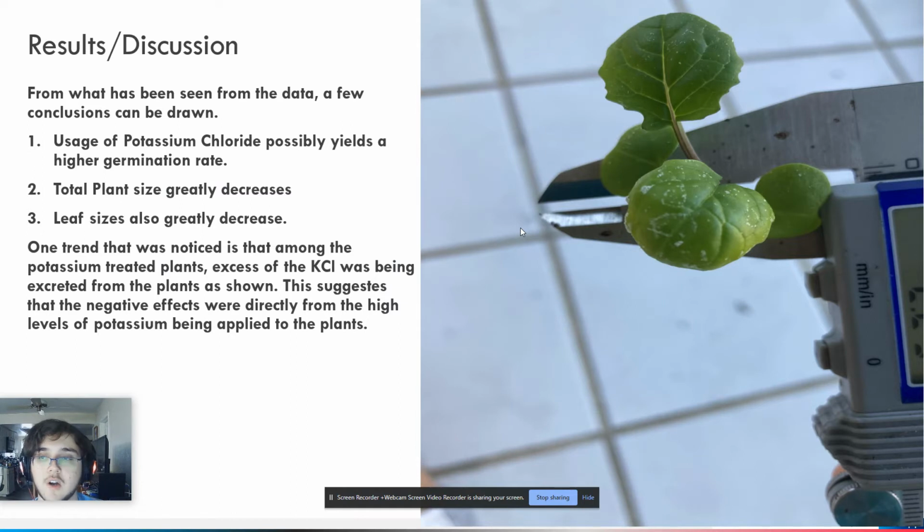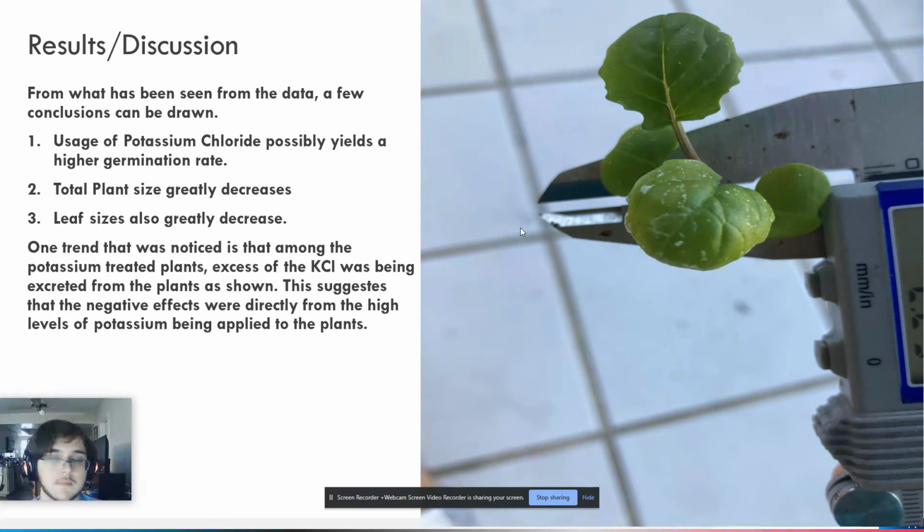So what results can we draw from this? First, it's important to note that the usage of potassium chloride could possibly yield a higher germination rate, but that has yet to be confirmed. Total plant size and leaf size did have drastic decreases, which is also important to recognize. One trend that was noticed is that among the potassium-treated plants, potassium chloride was excreted from the leaves, suggesting that the negative effects recorded were directly caused by the high levels of potassium chloride being applied to the plants.